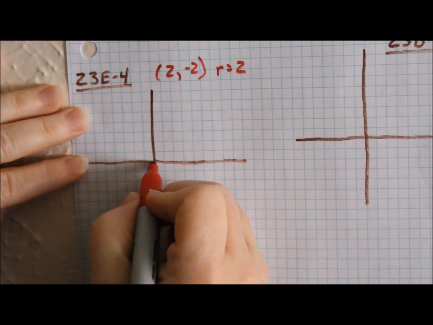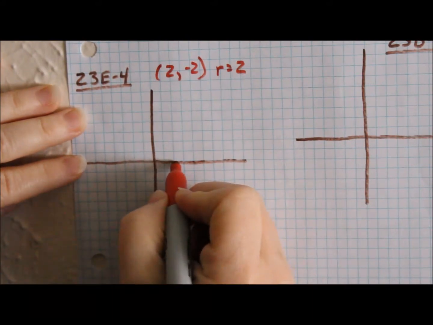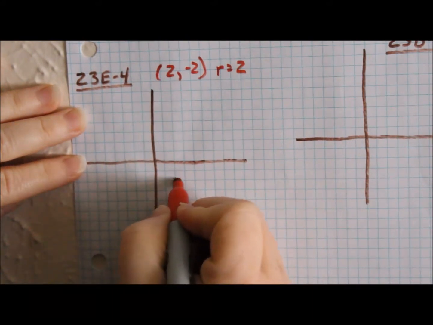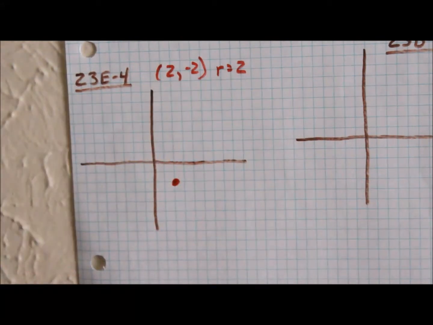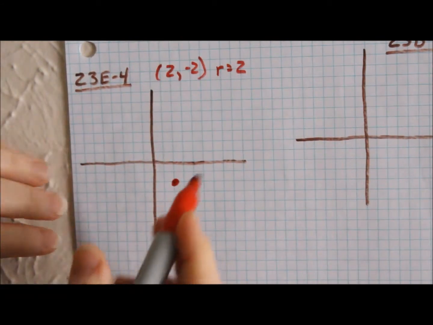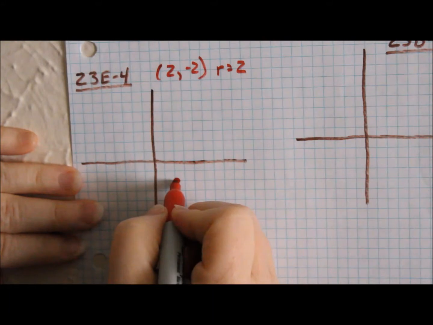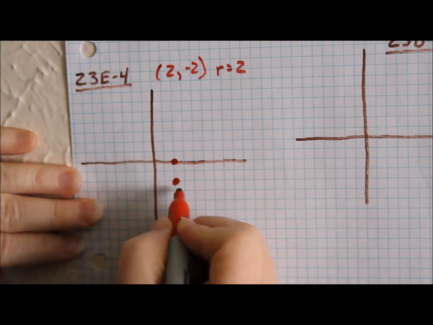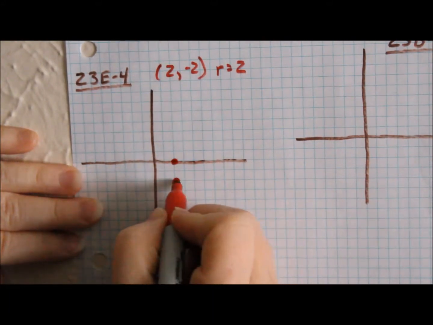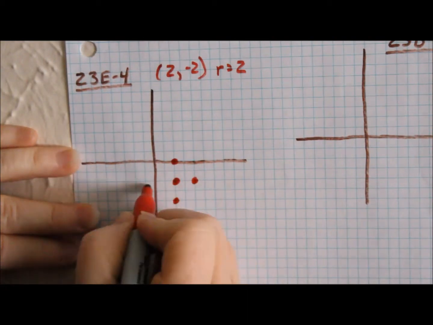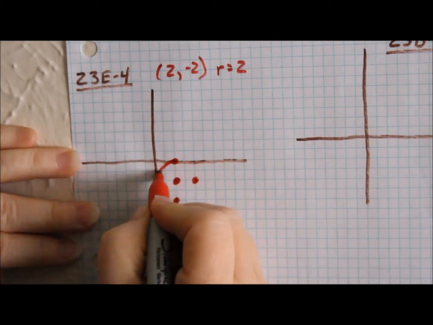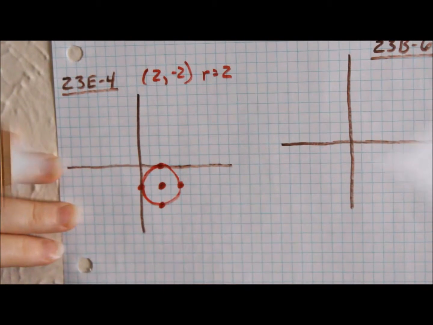So going to the right, positive 2, 1, 2, and then down, negative 2, 1, 2. That's my center. And then counting my radius in all 4 directions, straight up and down, and to the right and to the left. So going up 2 puts us right there. Going down 2 puts us right there. Off to the right, off to the left, and then you can draw your circle from there.